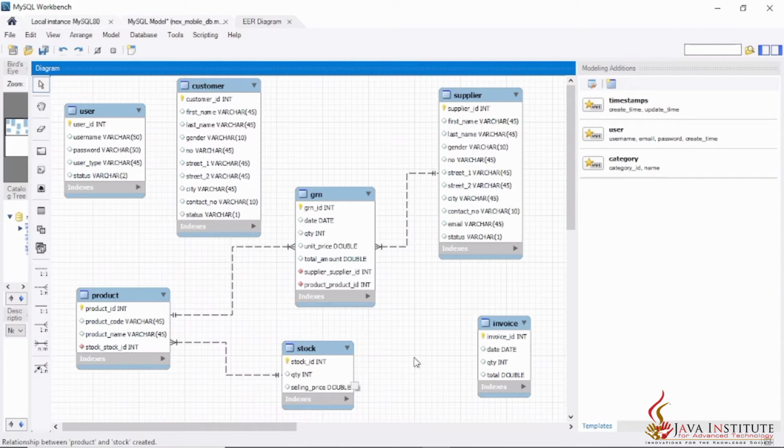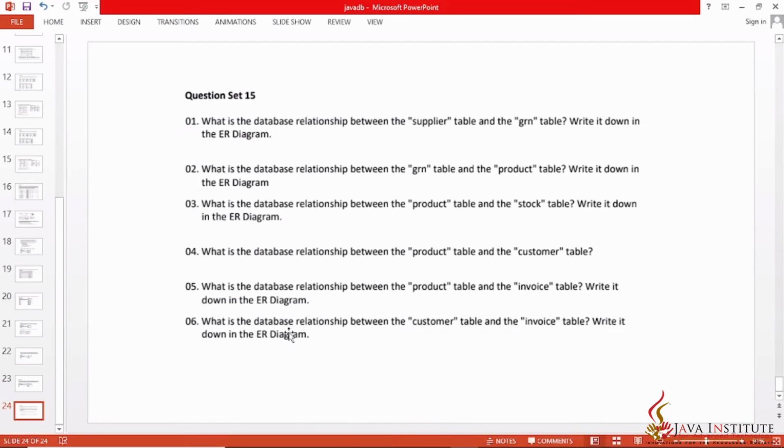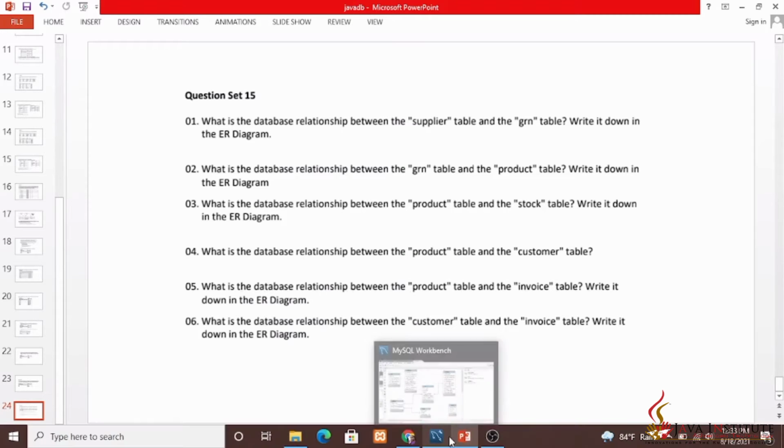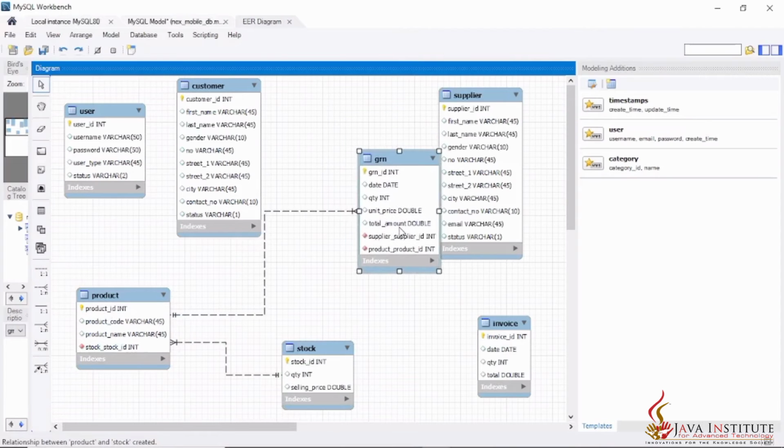So let's look at the next sub-question. What is the database relationship between the product table and the invoice table? Write it down in the ER diagram. Okay, let's see. Here this is the product table and this is the invoice table. So I'm bringing this here.